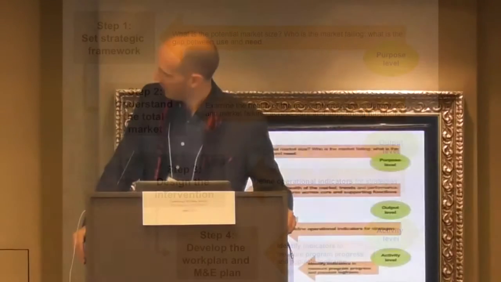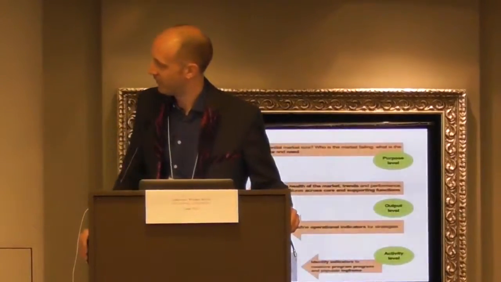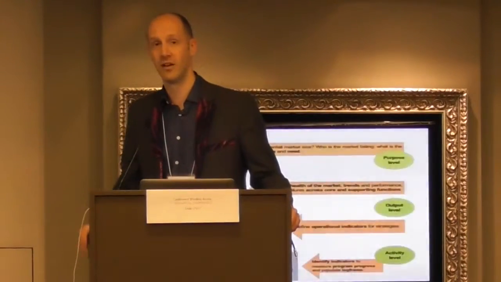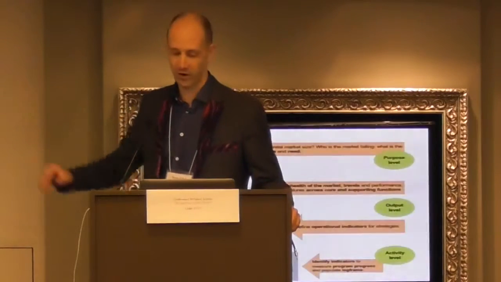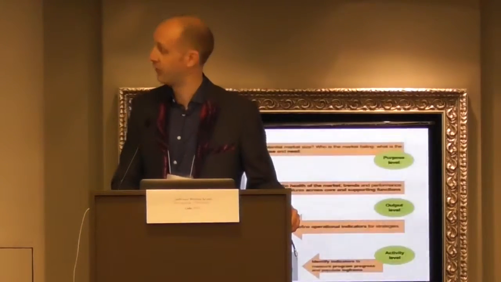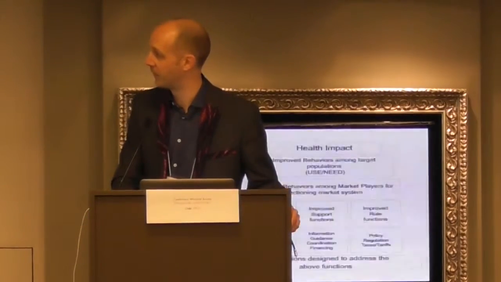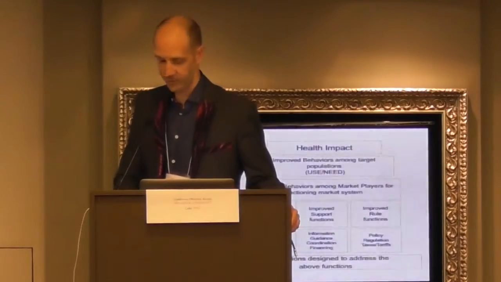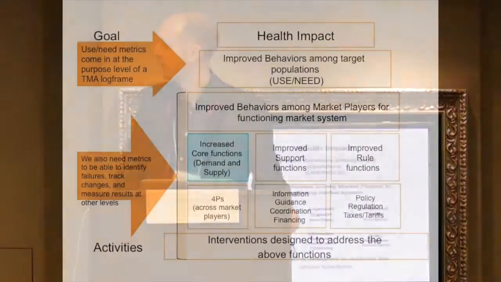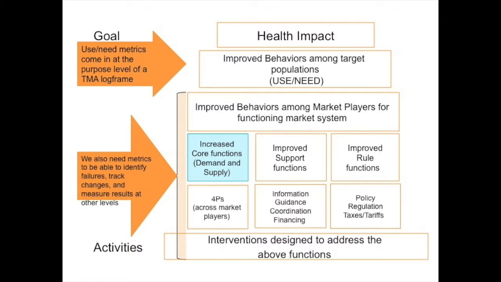So we see here we have metrics and measurements at all stages of the process, and they cut across all three or four levels of the TMA framework. Again, if we just look at the framework, we have use over need at the population level here at the top, but we're also very concerned about identifying the failures and tracking those changes as we go through our intervention.